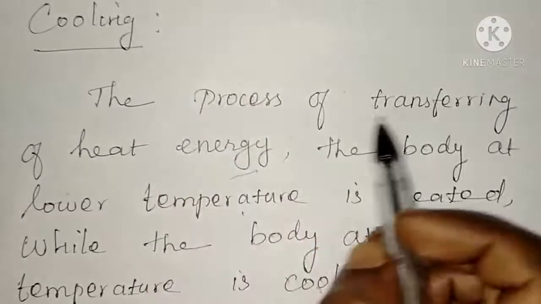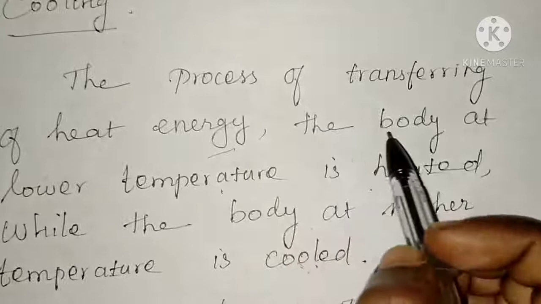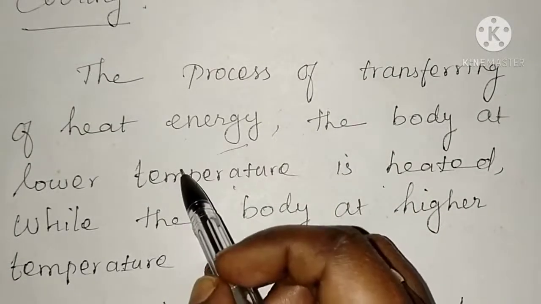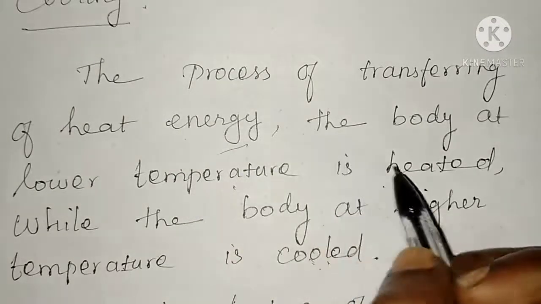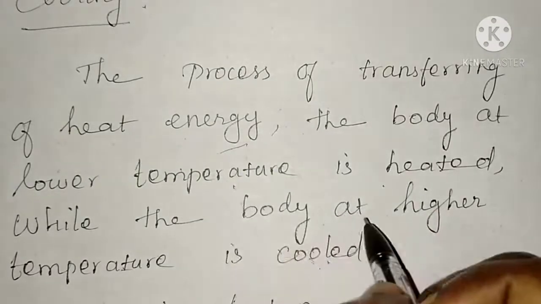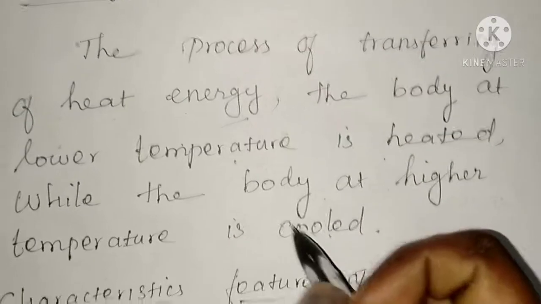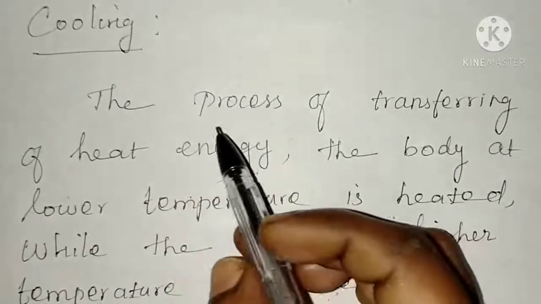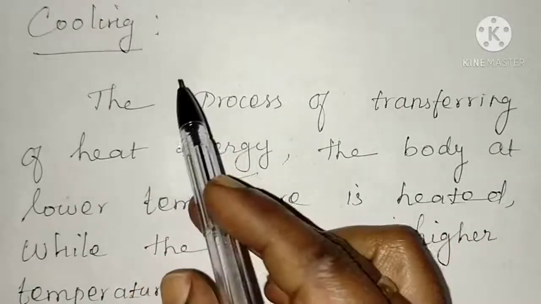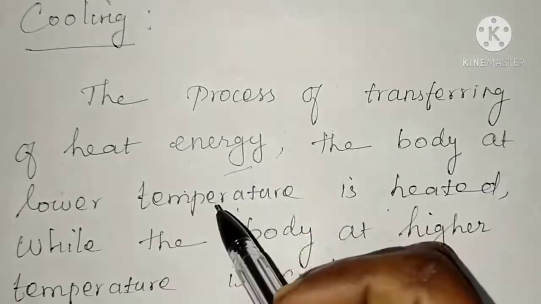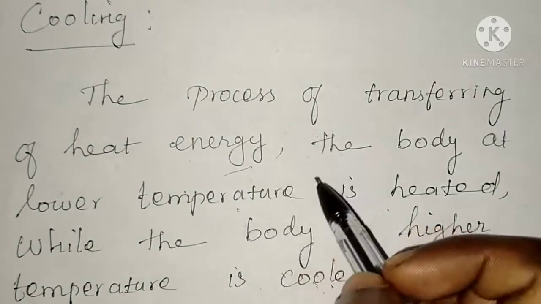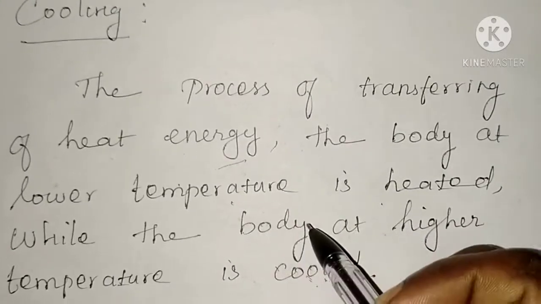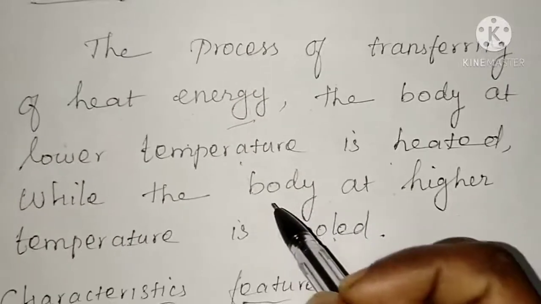In the process of transfer of heat energy, the body at low temperature is heated. So the cold object will become hot, and the body at high temperature will become cool. Here this process is called cooling. So during this energy transformation, the heating process as well as the cooling process takes place. The lower temperature object will gain temperature and the high temperature object will lose temperature. That process is called cooling.